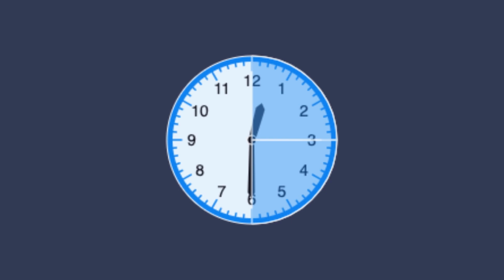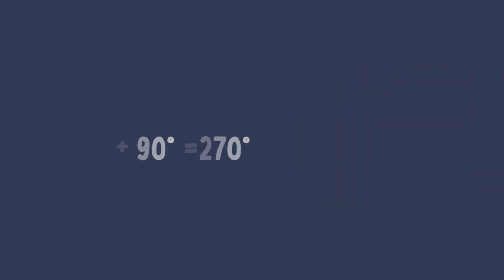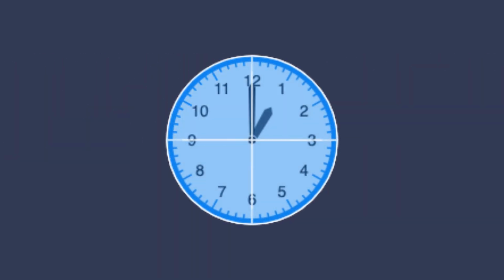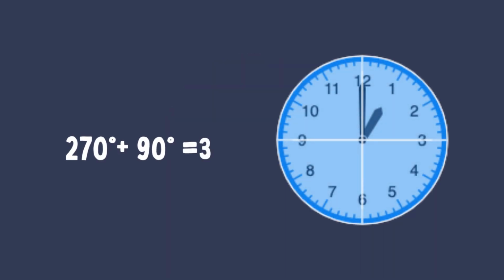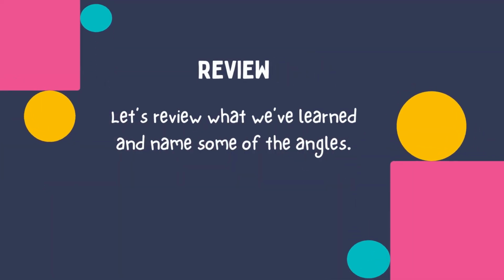If we move the minute hand forward again to 9, we sweep out a third wedge that equals 1/4 of the circle, adding another 90 degrees, and our new angle measures 270 degrees. Moving the minute hand back to 12 sweeps out a final 90-degree wedge, completing the circle and bringing us to 360 degrees. Let's review our wedges and name some of the angles.